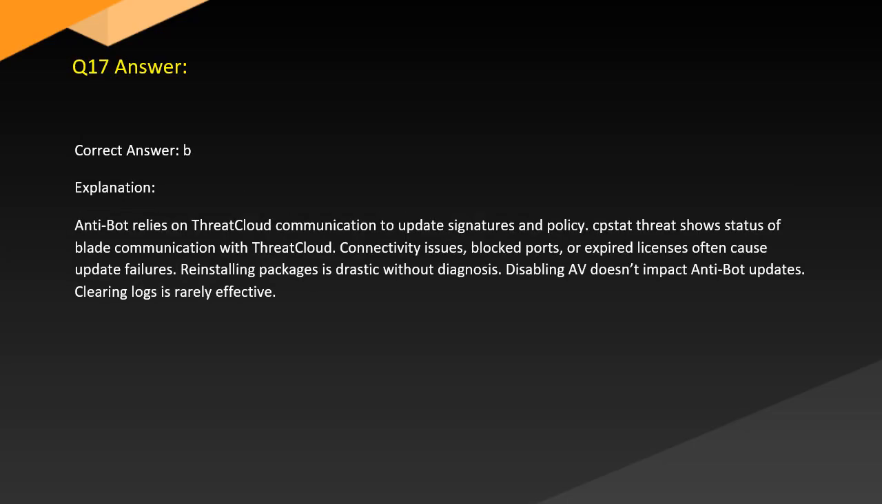Answer. Correct answer. B. Explanation. Anti-bot relies on ThreatCloud communication to update signatures and policy. cp_stat threat shows the status of blade communication with ThreatCloud. Connectivity issues, blocked ports or expired licenses often cause update failures. Reinstalling packages is drastic without diagnosis. Disabling antivirus doesn't impact anti-bot updates. Clearing logs is rarely effective.